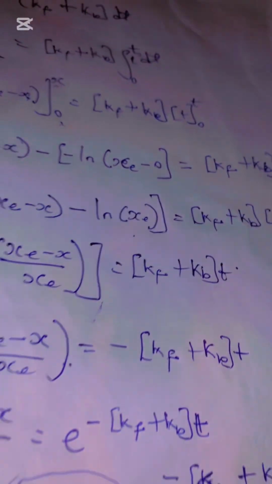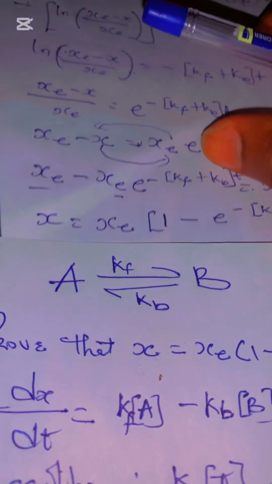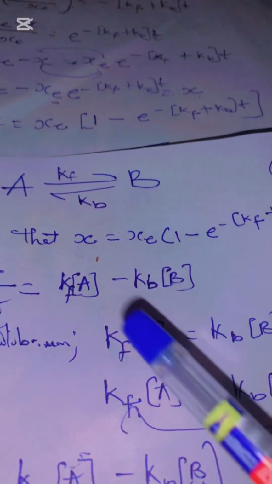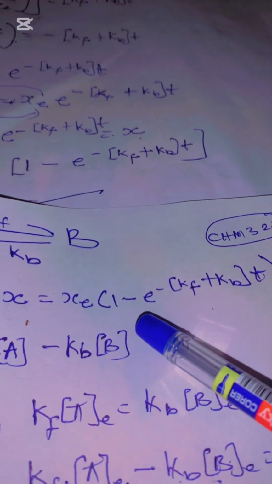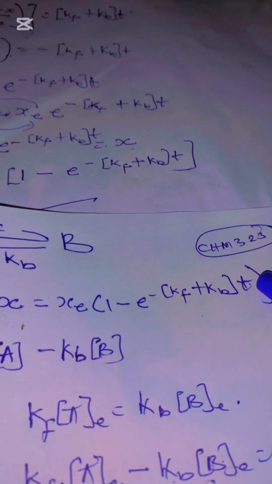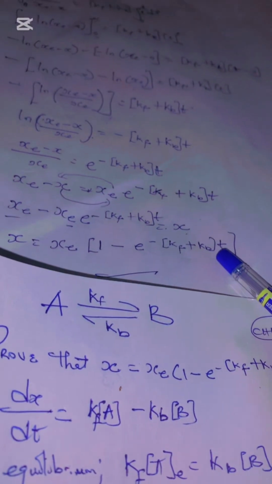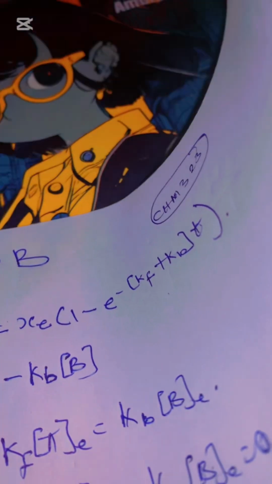Good. So this is what we have, and then let's compare with what they actually asked us to find. So they asked us to find x is equal to xe, we have 1 minus e raised to power minus kf plus kb t. So we have been able to look for that. So that's how to look for this.